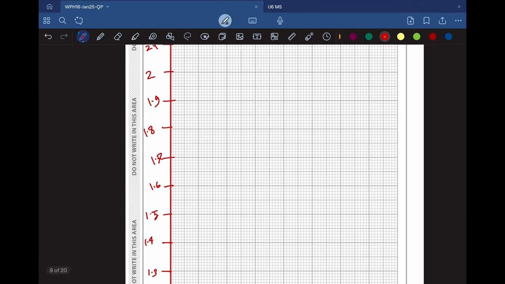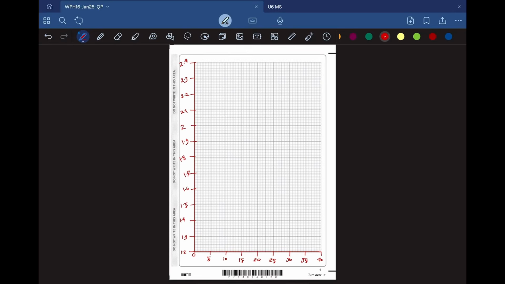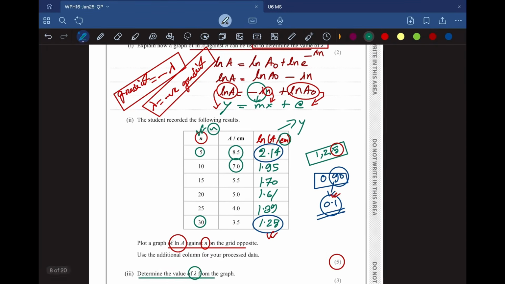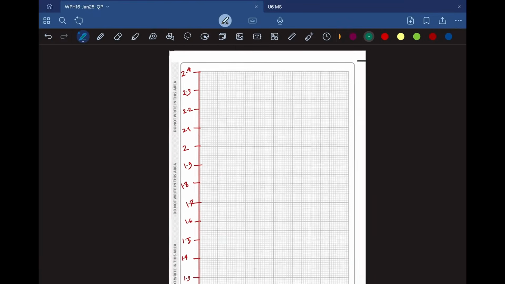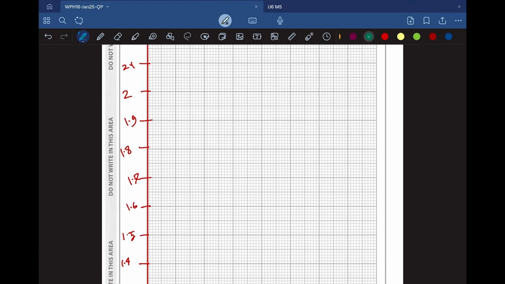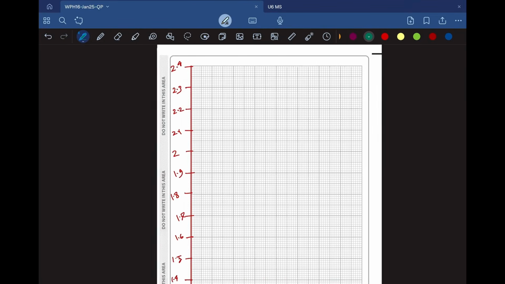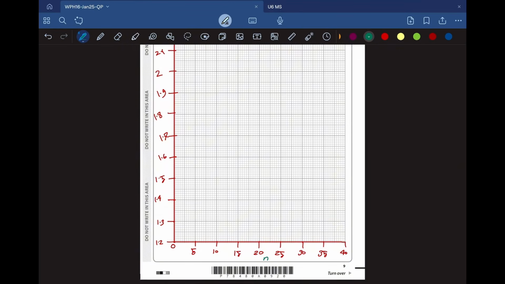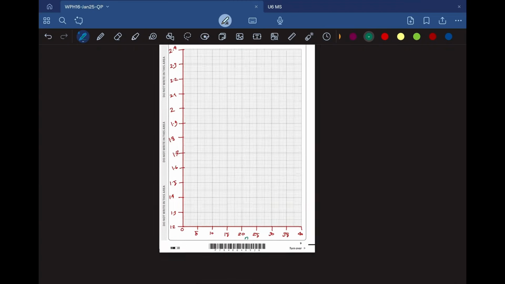Now here is a very important thing that you should do right before drawing this. We'll have to write the y-axis and x-axis along with their units. So basically my y-axis is ln A per centimeter, so I will have to write it right here. I can write it like this, or I can also write it right here: ln A in centimeter. And then the x-axis is n. We'll have to write both of them. Make sure you're writing both of them.